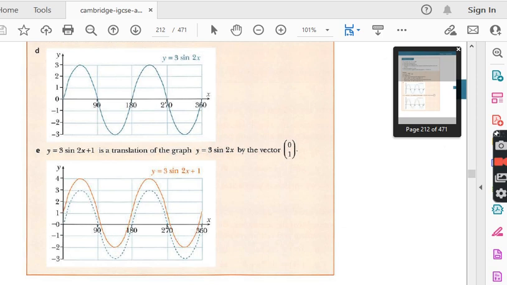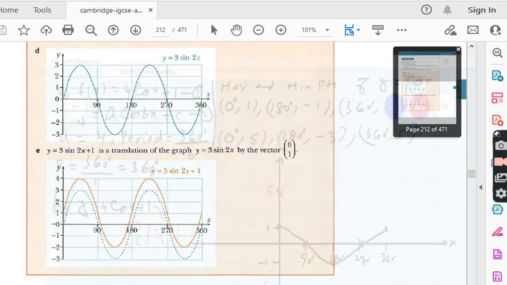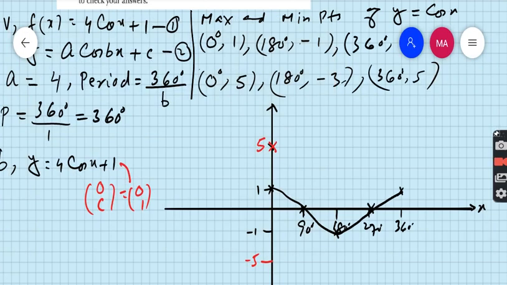See this. y is equals to 3 sine 2x plus 1. So plus 1 means if the graph starts from 0, it should start from 1. See this. Our equation is y is equals to 4 cos x plus 1. So our graph should start from here, this point. Start from 1. So 0 degree and 5, this is point number 1. Then 180 is minus 3.